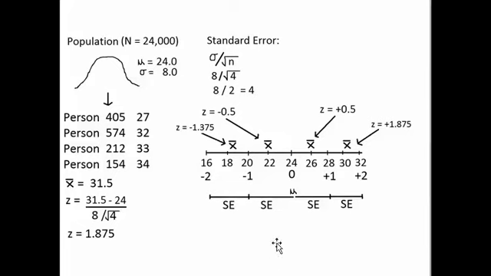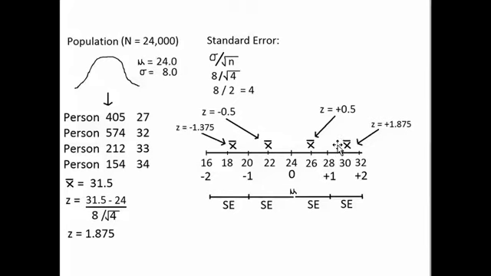At this point, I want you to notice 2 things on the screen. First, just like before, I want you to notice how a sample mean below the population mean will have a negative z-score, and a sample mean above the population mean will have a positive z-score. Second, I want you to notice how a sample mean further below the population mean will have a bigger negative z-score, and a sample mean further above the population mean will have a bigger positive z-score.